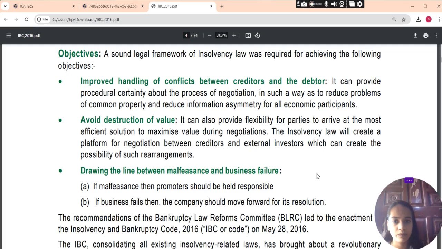So what will be the objective? A sound legal framework of insolvency law was required for achieving the following objectives. Firstly, what you need to recap is improved handling of conflicts between the creditors and the debtor. What we need to do is improve handling of conflicts. We have to handle whatever disputes are going to happen between the creditor and debtors.